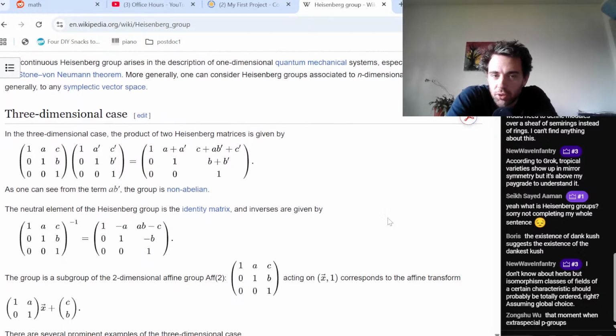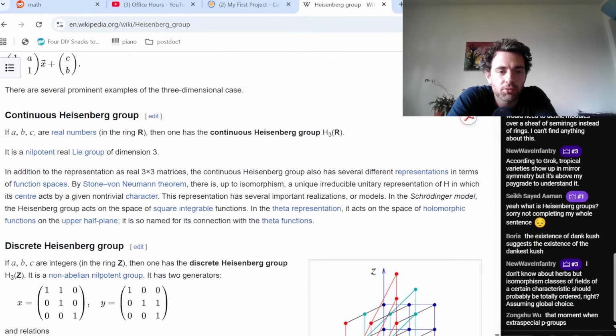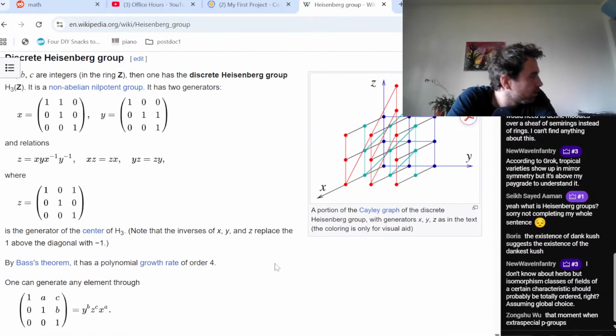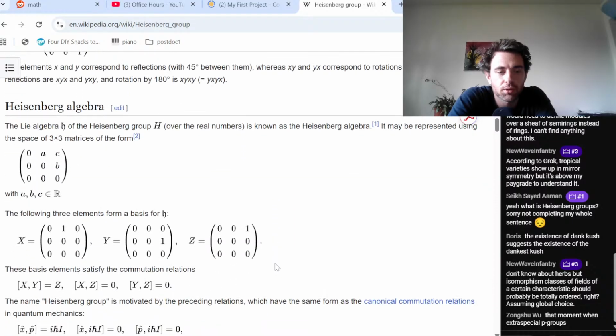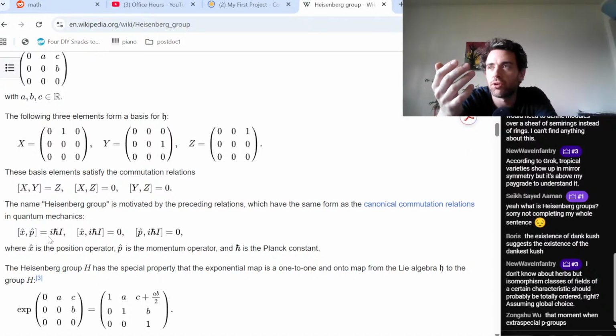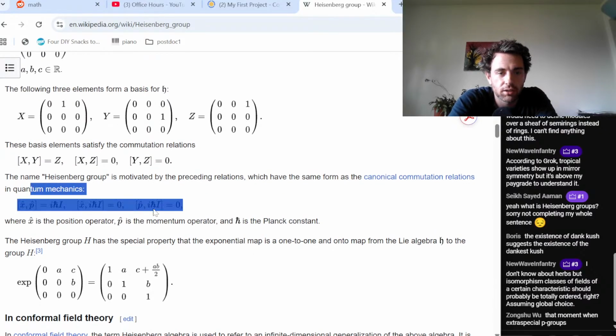That moment when extra special p-groups. Is that what the Heisenberg group is? Yeah, so originally it comes out of physics. I think the Lie algebra of the Heisenberg group corresponds to the momentum. You can encode basically the uncertainty principle through the non-commutativity of the momentum and position operators, and that's kind of manifest here in the Lie algebra of the Heisenberg group.